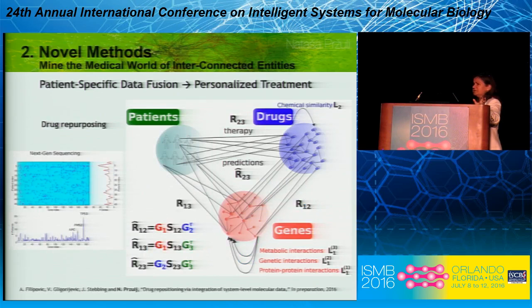This is another example just to illustrate what we are doing. Over here, this is ongoing work with Professor Stebbing's lab at Imperial College. These are actual patients that they have, about 45 cancer patients. This is an illustration of cancer heterogeneity, where over here we have patients, and the genes that are mutated in those patients.